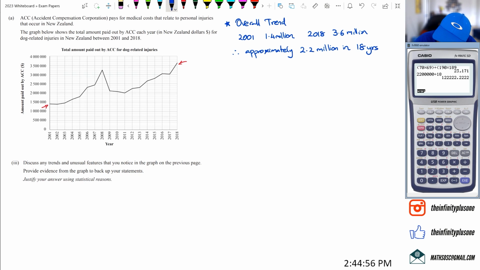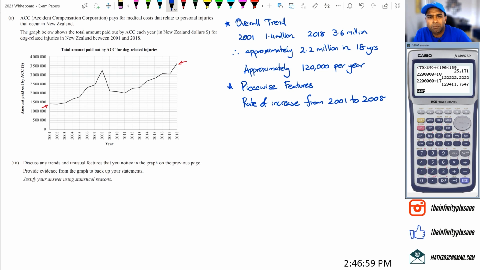So we're going to put down approximately 100,000 per year increase. So that's the overall trend. I'm just thinking about the previous question here. Theoretically that shouldn't be 18 years. That should actually be 17 years, because even if you look at the start of 2001 to the start of 2018, that will be 17 years.